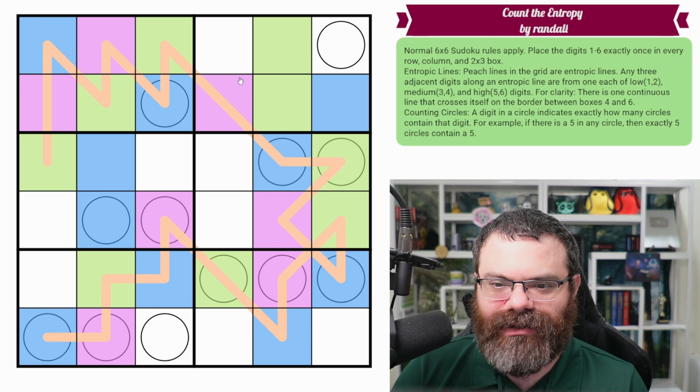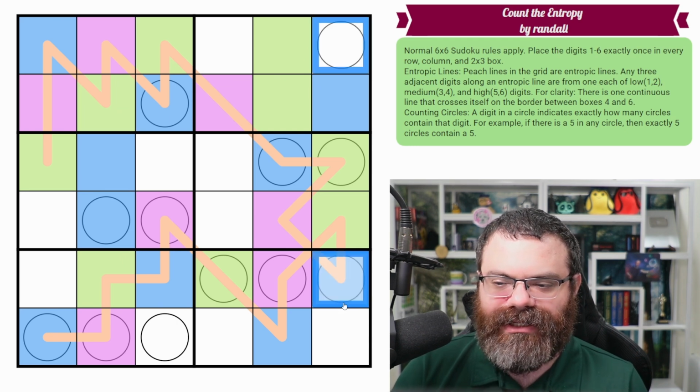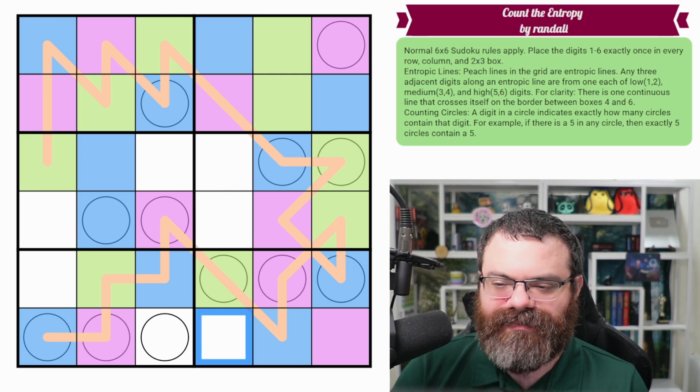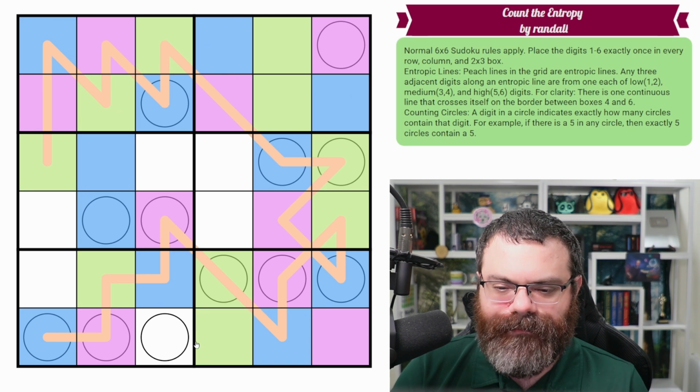Can we do any more coloring? Yes, over here we need 2 purples for this column. Okay, now we need a blue here. Does that help? Well, okay, so yeah, this box needs a green. That's an easy way to do it. This row needs a green as well.